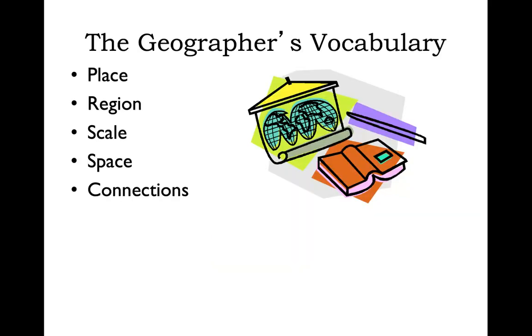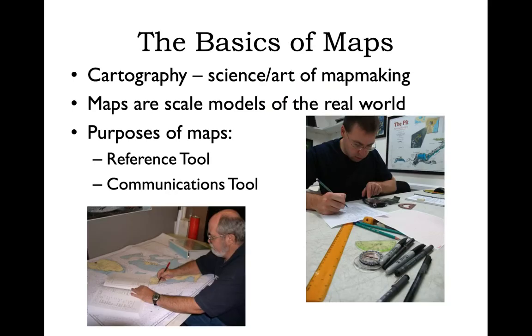The geographer's vocabulary is made up of 5 common words: place, region, scale, space, and connections. We use these 5 words to help describe the world around us. Cartography is the science or the art of map making. Maps are very important in geography of all types, and maps are scale models of the real world. Geographers use maps as both a reference tool and as a communications tool.